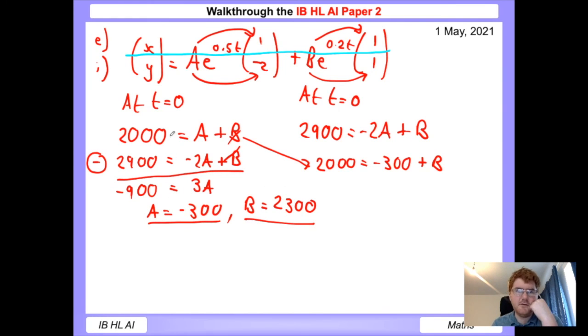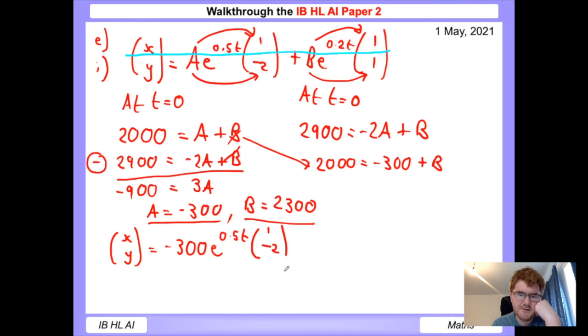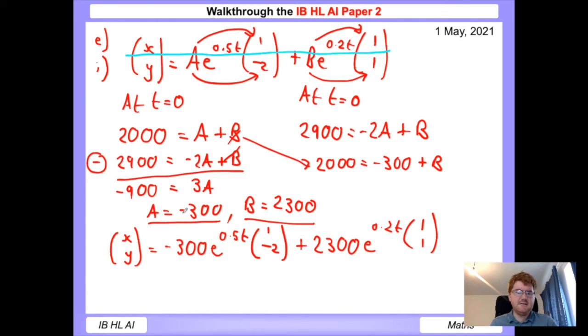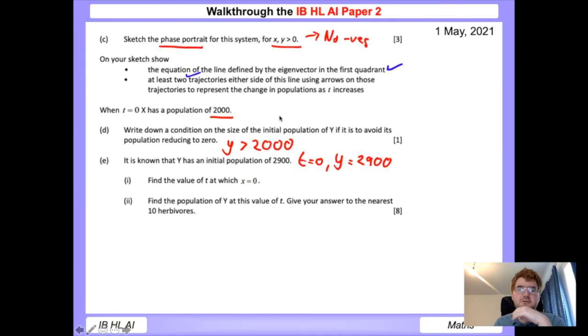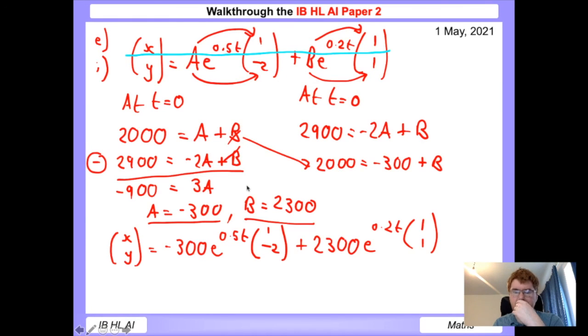So let's pop that into our equation. So x, y is equal to minus 300 e to the 0.5t, 1 minus 2 plus 2,300 e to the 0.2t, 1. Okay, and that's our solution to the couple of differential equations, and we want to find the value of t at which x is equal to 0.